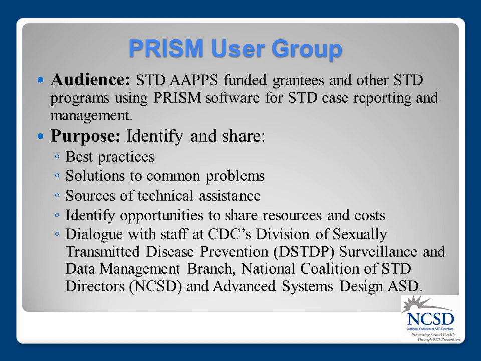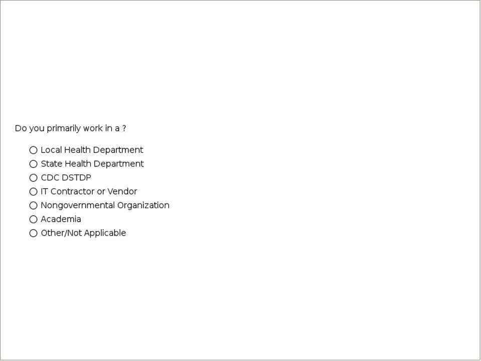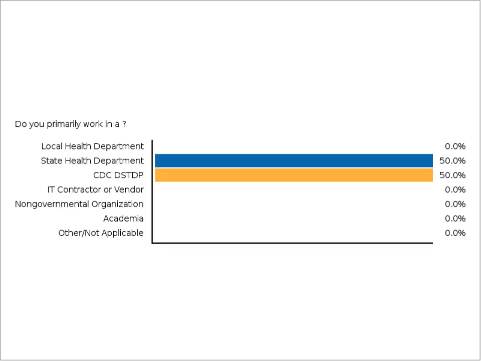One of the things we always try to do is have a couple of poll questions. So we like to figure out who's on the call as far as our audience. If you could take a minute and just indicate which primary work environment you work in, whether you're a local health department, state health department, vendor, et cetera. Mark one of those, and then we'll see where our audience is. We'll give it about 10 more seconds.